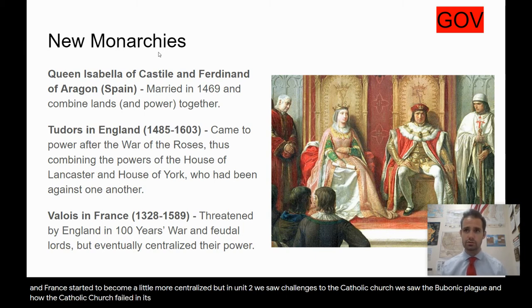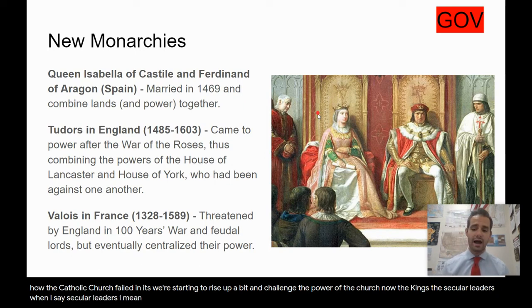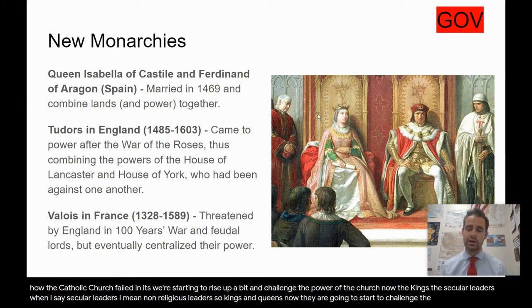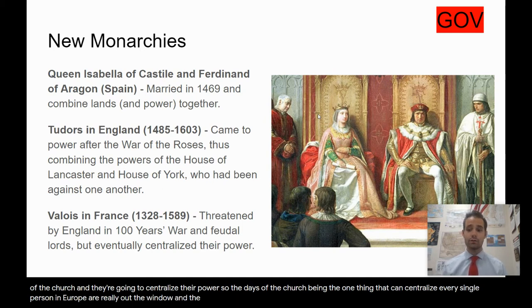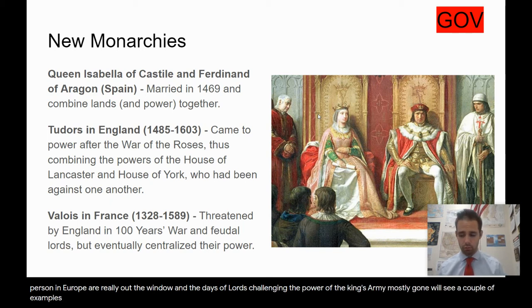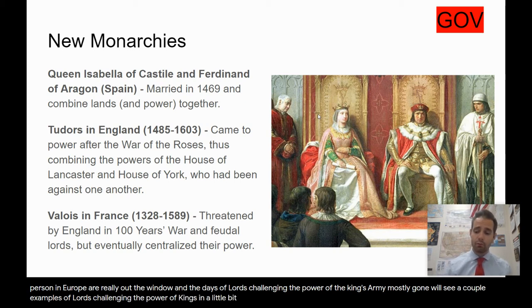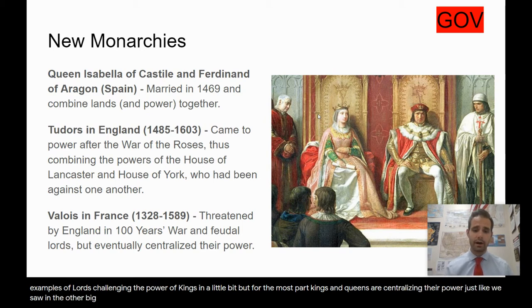We saw how merchants were starting to rise up a bit and challenge the power of the church. Now the kings, the secular leaders, when I say secular leaders, I mean non-religious leaders, so kings and queens, are going to start to challenge the power of the church, and they're going to centralize their power. So the days of the church being the one thing that can centralize every single person in Europe are really out the window. And the days of lords challenging the power of the kings are mostly gone. We'll see a couple examples of lords challenging the power of kings in a little bit, but for the most part, kings and queens are centralizing their power, just like we saw in the other big empires in Unit 1.